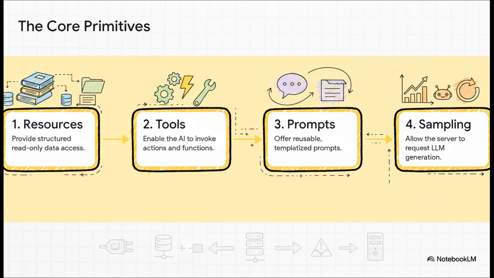So let's use a GitHub server as an example. Resources would let the AI read a list of bug reports.